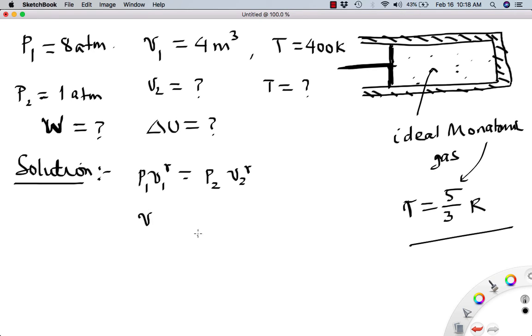V2^gamma is equal to P1 over P2 times V1^gamma. So if I get rid of gamma on both sides, then I'll have V2 equals P1 over P2 to the power 1 over gamma, times V1. So now let's plug in the numbers.